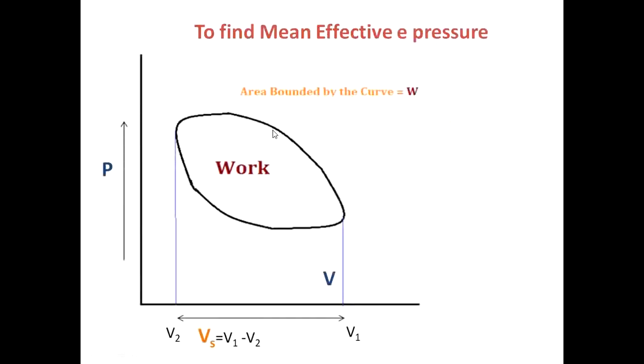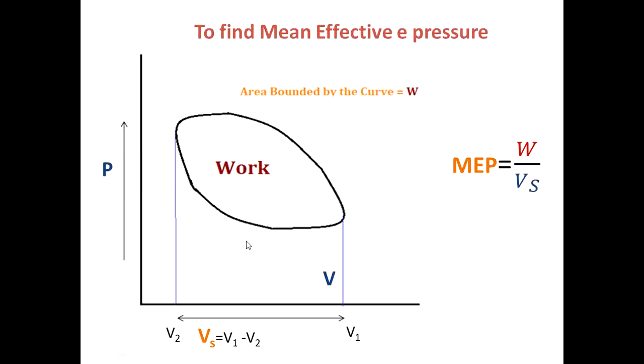To find the mean effective pressure, it is the ratio of work done to the swept volume. The work done is the area bounded by the curve. Therefore mean effective pressure is equal to W divided by Vs. Here you don't know the values of V1, V2 and so on. How to find them? Let us discuss; first we want to find V1.